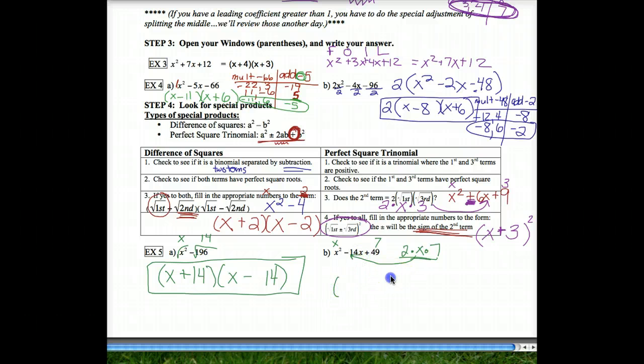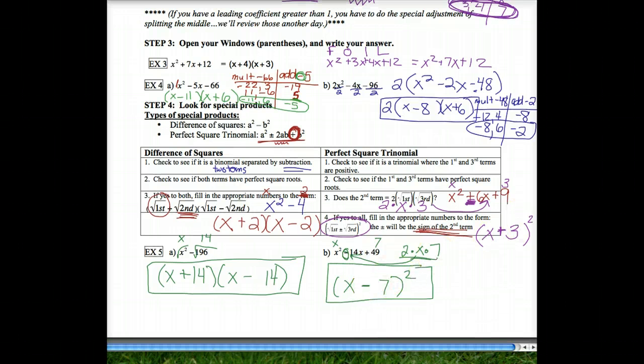So, open my parenthesis, put a squared on it. Square root of the first goes in the front. Square root of the last goes in the back. And my sign in the middle is whatever this sign was. So in this case, a minus. So x minus 7 squared is our final factored answer.